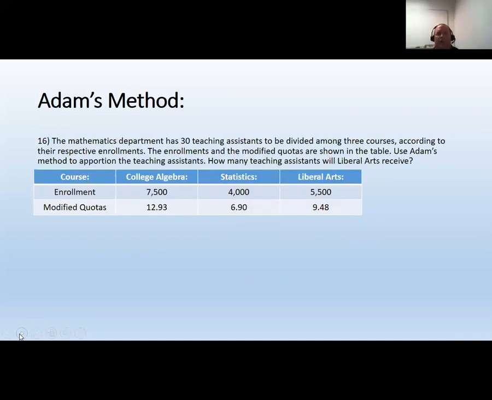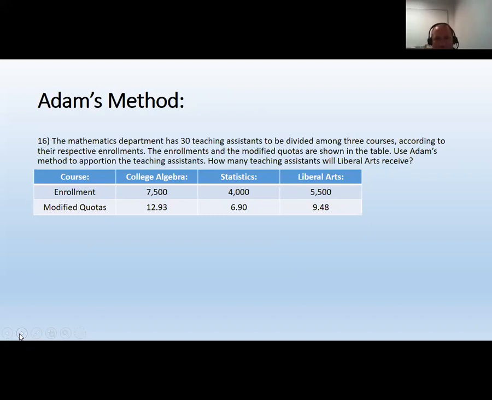Let me let you try this problem on your own. This is Adam's method. This says the mathematics department has 30 teaching assistants to be divided among 3 courses according to their respective enrollments. The enrollments and the modified quotas are shown in the table. Use Adam's method to apportion the teaching assistants. How many teaching assistants will liberal arts receive?